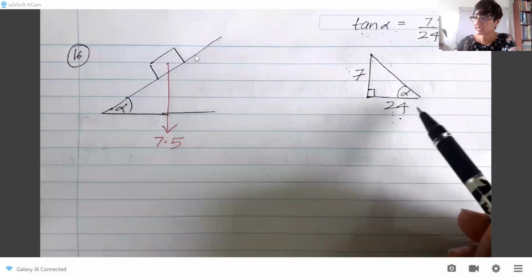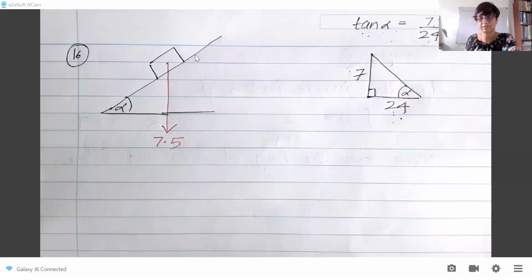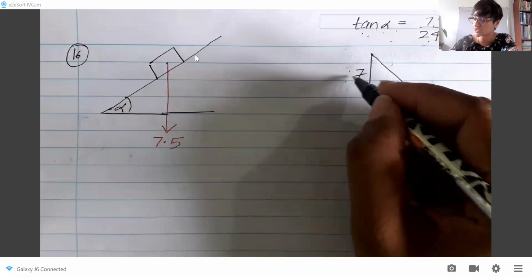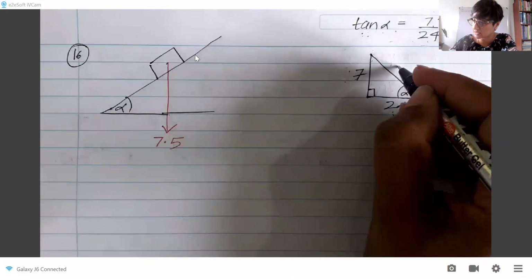Then when you have that, you can find all other ratios that you want. You can find sine alpha, you can find cos alpha, and if you want the reciprocal ratios, you can find those, right? You only need the three sides. So when you have these two, you can find the hypotenuse. I think it's 25.